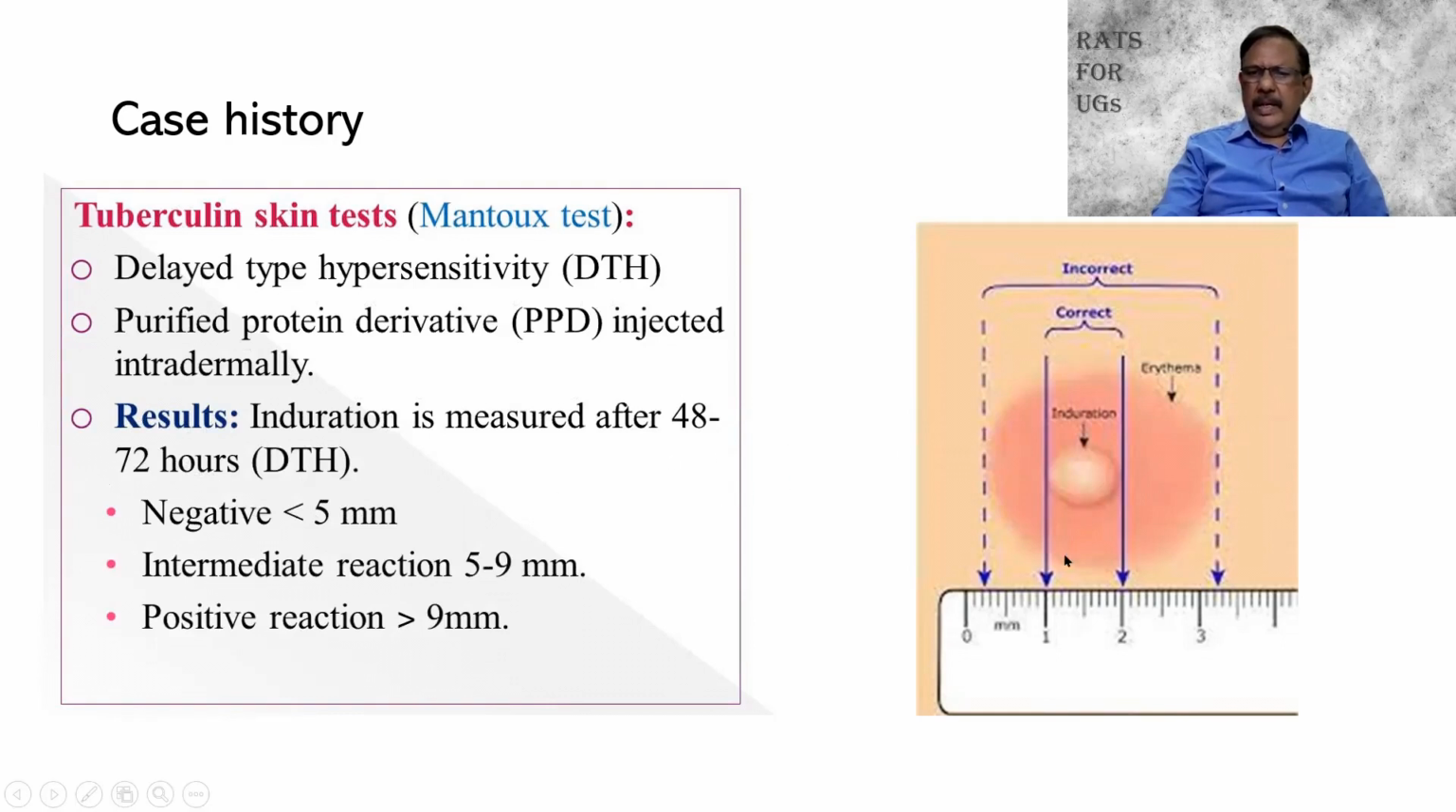There is an area of redness. This is called erythema. This should not be measured. But instead, if you run your finger over the lesion, you will be finding a firm, elevated nodule, which is called induration. This must be measured. It is negative if it is less than 5 millimeters, intermediate 5 to 9 millimeters, and positive if it is more than 9 millimeters. So in this case, it is 1 to 1.5 millimeters. We can take it as positive.